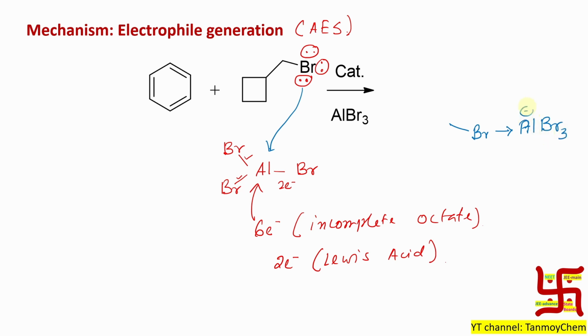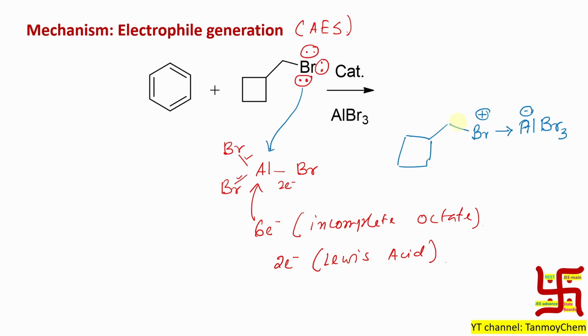So AlBr3 will have a formal negative charge and bromine will have a formal positive charge because it has donated electron density to this aluminium. Consequently, bromine will have a deficiency of electron which is indicated by this positive charge. So this is the thing. Now still this molecule is fine. Now positive charge on halogen is not stable. So what will it result?